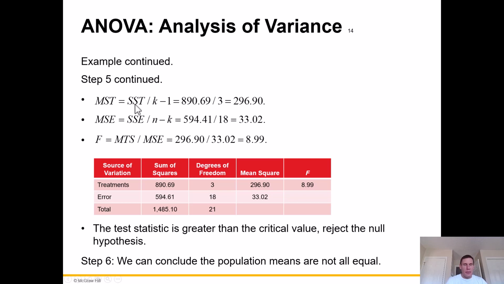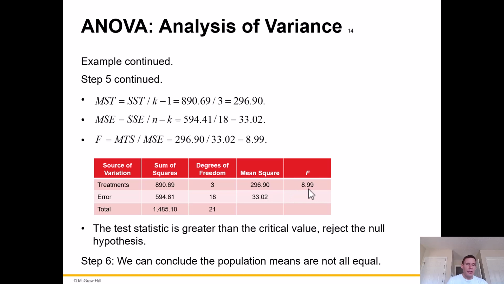All right, step 5. We have the MST, which is equal to the SST over K minus 1. I know some of this probably looks a little intimidating. Don't be intimidated by it. I promise you, it's just a case of plugging in your numbers. That's all you have to do. So MST equals SST over K minus 1, we get 296.90. Then we get 33.02. And then for F, we get 8.99. And then I can plug these numbers in down here, as you see, 296.90, there's my 33.02, and there is my 8.99 for F.